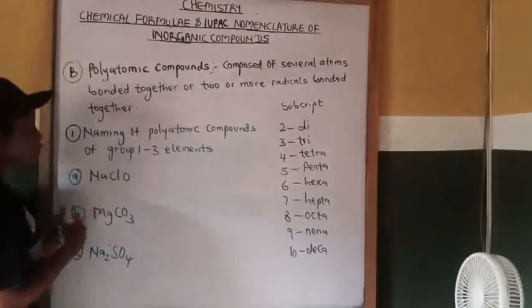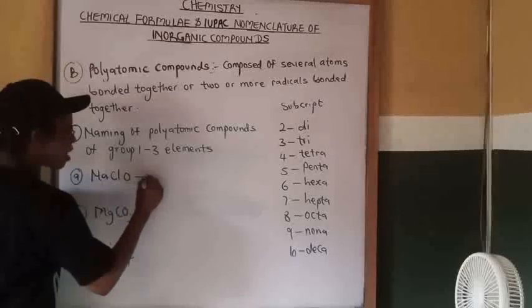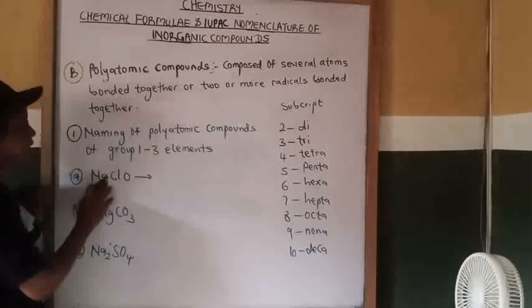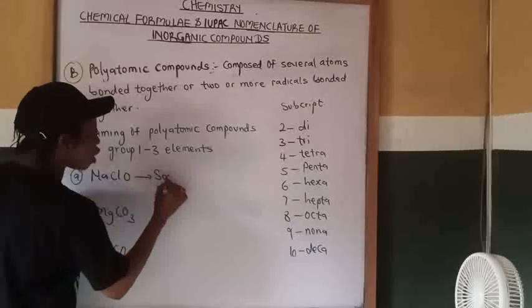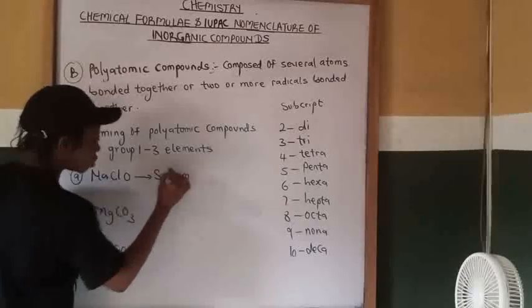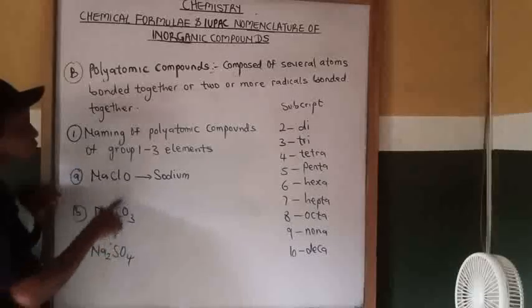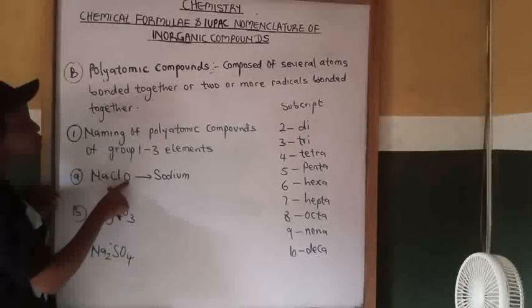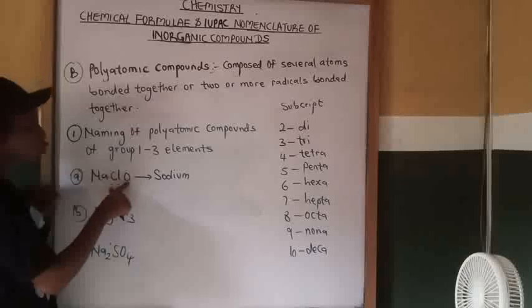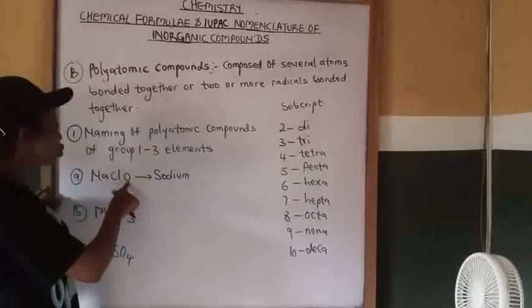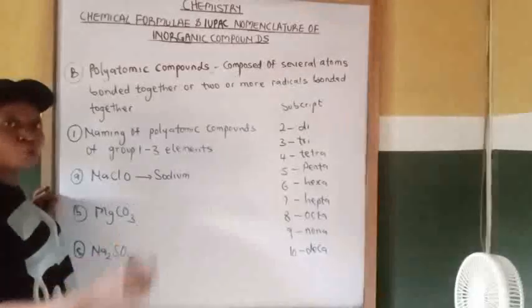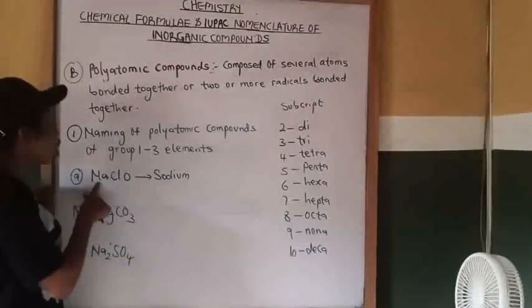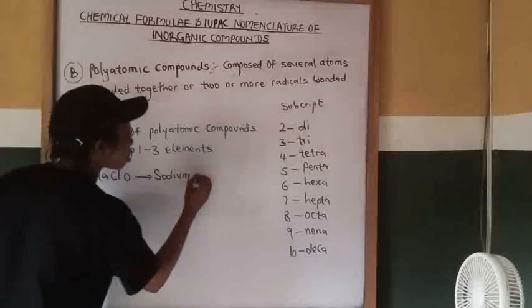Then you name this one fully. You name the metallic atom fully. Na is the chemical symbol for sodium, so you call it sodium. Then oxygen we change to oxo. You cannot say mono-oxo, because mono means 1. So you say sodium oxo.